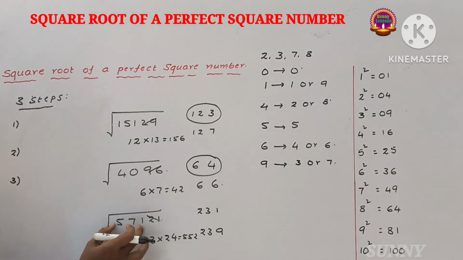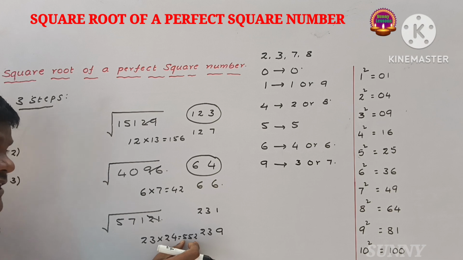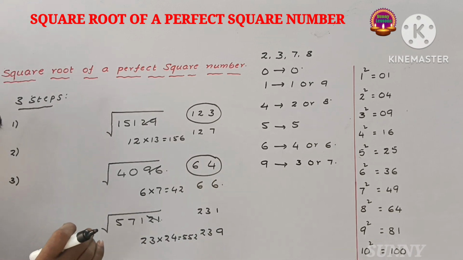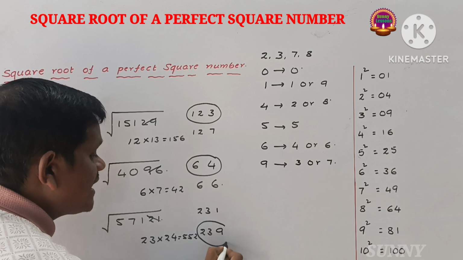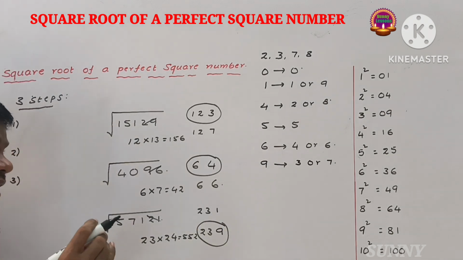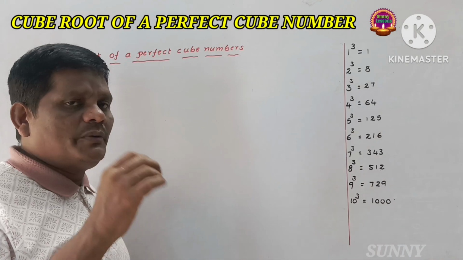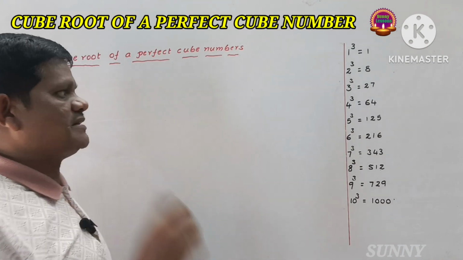Here 571 is greater than 552. So our answer uses the greater number. So 239. So the square root of 57121 is 239. Cube root of perfect cube numbers.